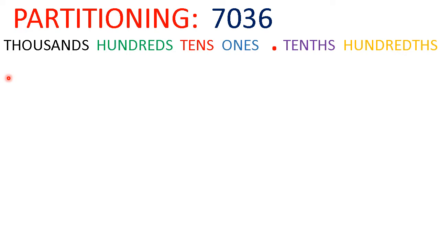7,036 has 7 in the thousands position, 0 in the hundreds, 3 in the tens, 6 in the ones. It's a 4-digit number. This, in the hundreds, is a placeholder. It has no value, but it keeps the hundreds position free.